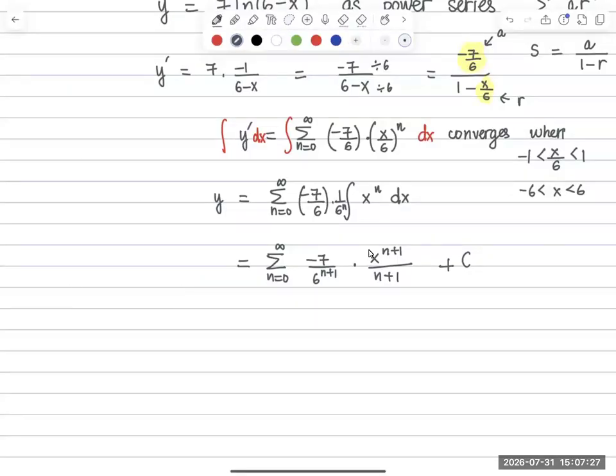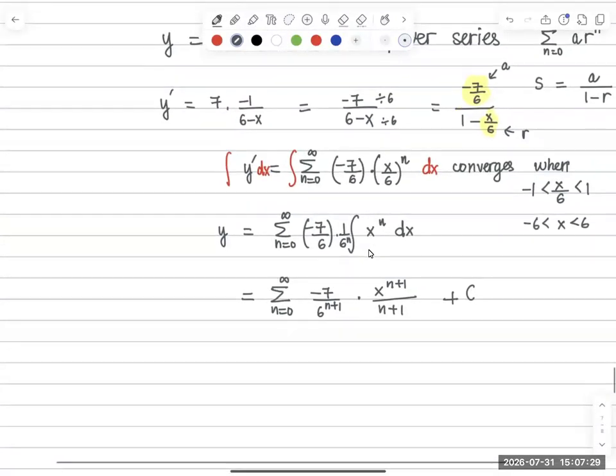So now I'm going to remove this. So in the end, our y function is 7 ln of 6 minus x, which can be written in this form. So for the constant term, we need to find out what this is. In class, c is always 0, but when the problem changes, we need to find out our c. So how do we find c?